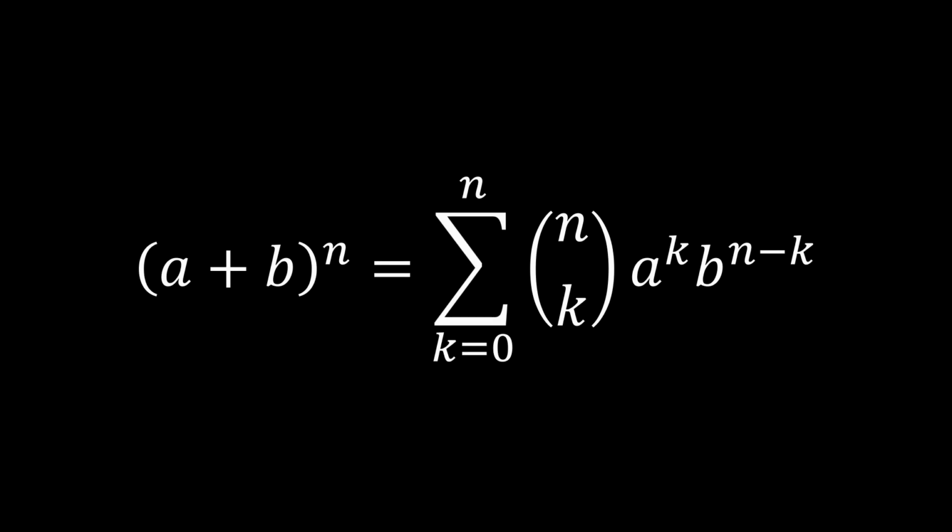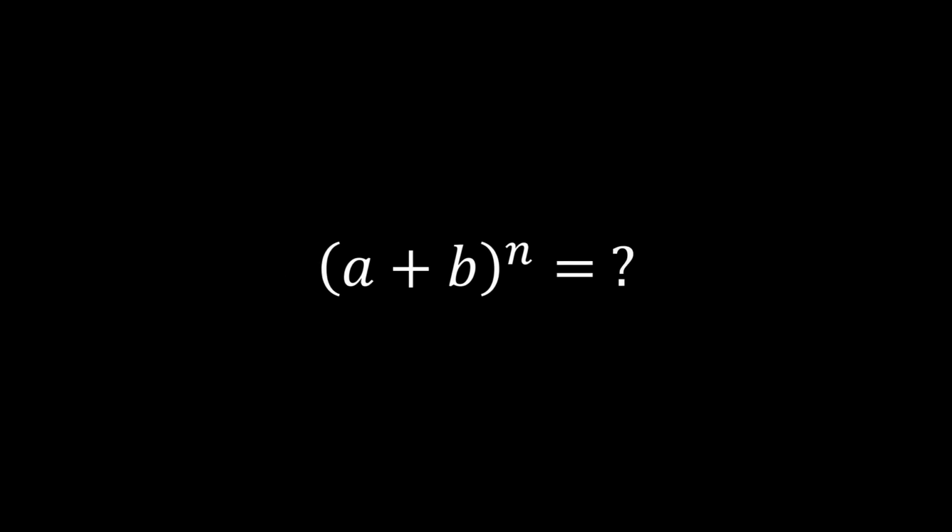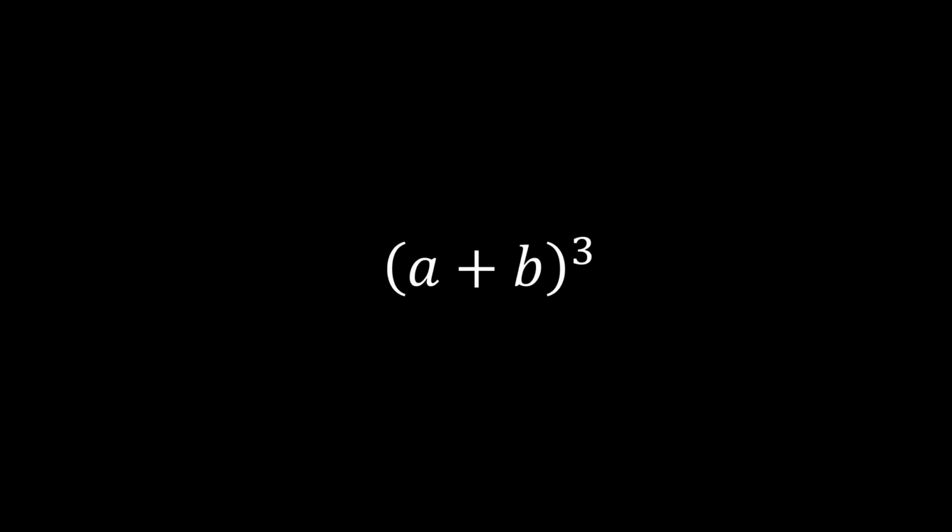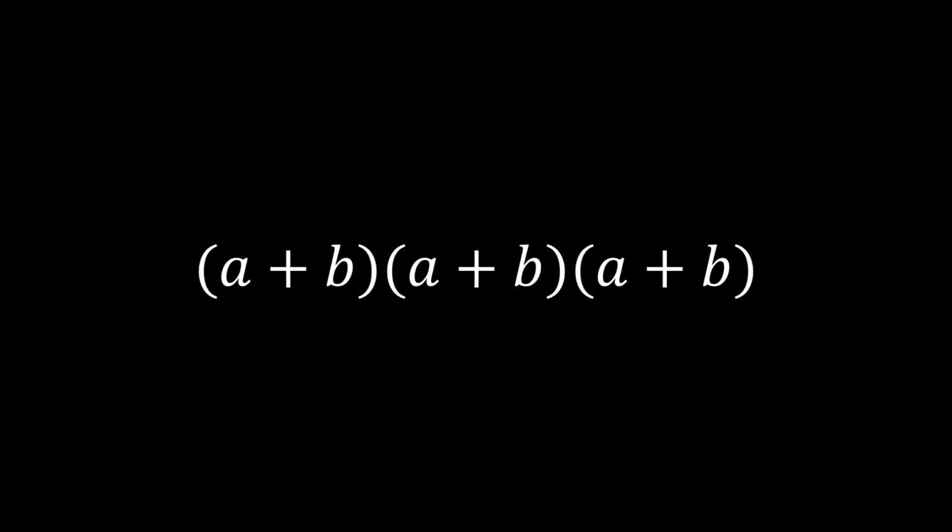But first, what is the binomial theorem and what does it mean? This looks really complicated, but all this formula is telling us is how to expand a plus b raised to some power. Now what do I mean by that? Let's say you have a binomial and you want to cube it. That just means multiplying a plus b by itself 3 times. To simplify this, we need to use the distributive property of multiplication.